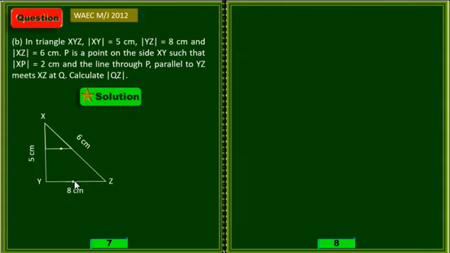This side is parallel to this side according to the question. So this is the point P and this is the point Q. Then this 6 is for XZ and this is for YZ. Then we are going to label the side XP given as 2 centimeters. Now we have the diagram. Let's see how we can solve this question together.